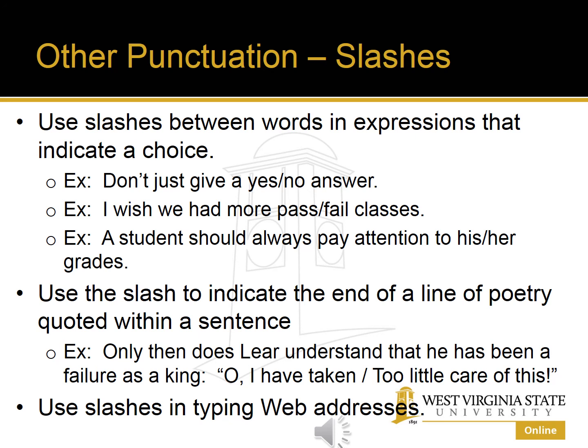So for example, from Shakespeare, only then does Lear understand that he has been a failure as a king. And then we have a quotation, "Oh, I have taken / too little care of this." Here we have a quotation that consists of 2 lines from the play, so we indicate the separation of the lines by the slash. And notice that there is a space before and after the slash, unlike above with the indications of choice where there is no space between the choices.